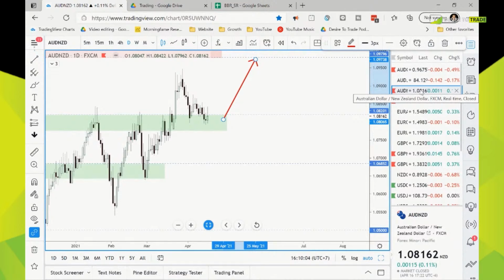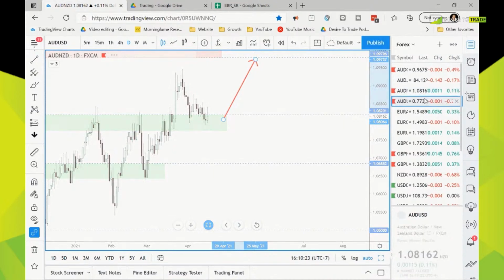That's totally possible. But that's why we have to look at all these pairs, because even though they're correlated, they might have different setups, and one might work while the other one doesn't. So that's why it's important to look at all the pairs that we understand and that we have good stats for, and then trade those when we have, of course, the right setup.